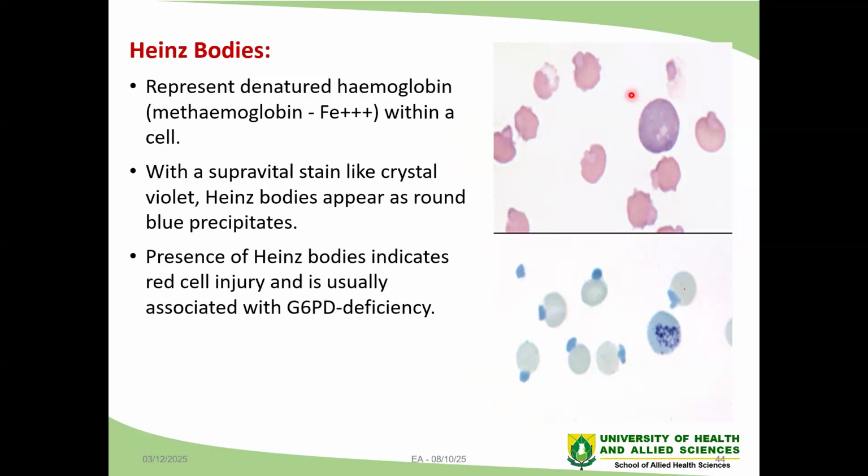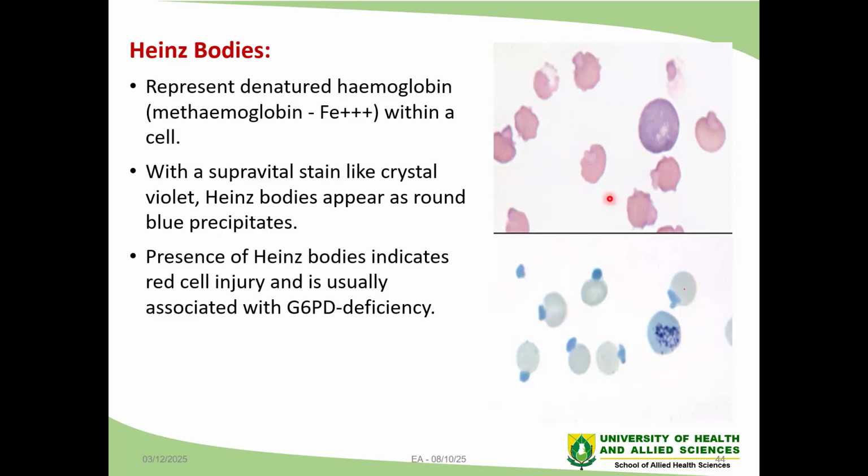If we look at this stain here, we can see that this is a polychromatic red cell. And this is a Leishman stain slide, but if we come down here, the staining type we have is what we call supravital staining. Supravital staining is staining that you carry out when the red cells are alive.